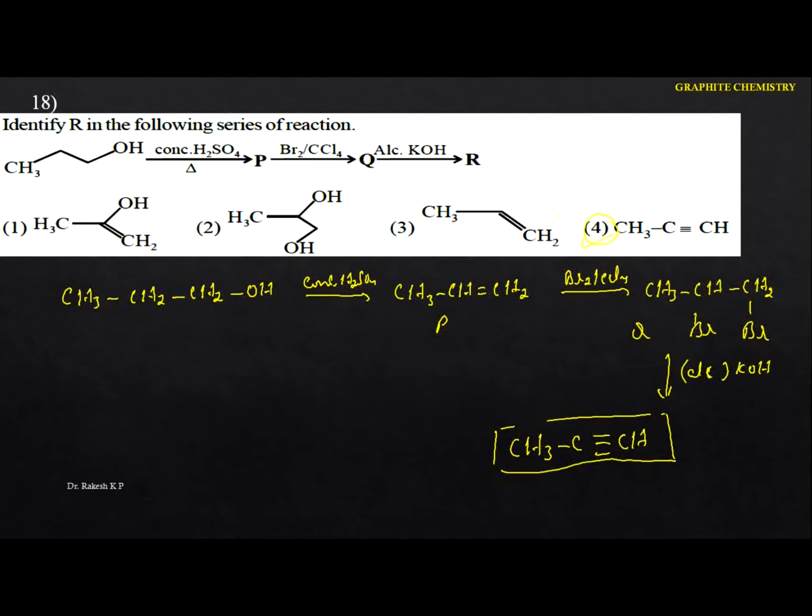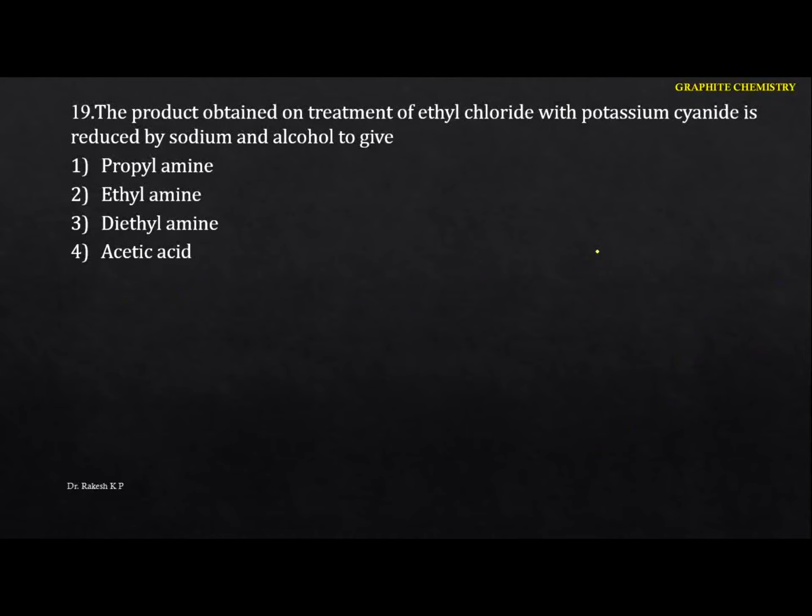Okay, next one. The product obtained on treatment of ethyl chloride with potassium cyanide is reduced with sodium and alcohol to give what? Now see this one here. Let me take this one here. The first thing is ethyl chloride.